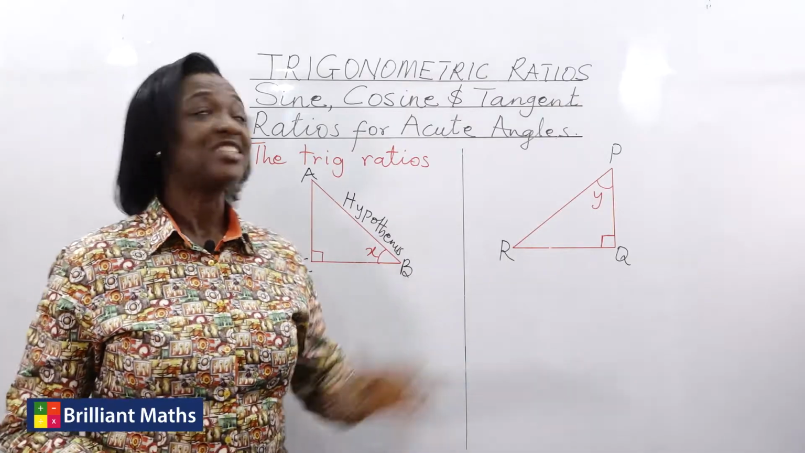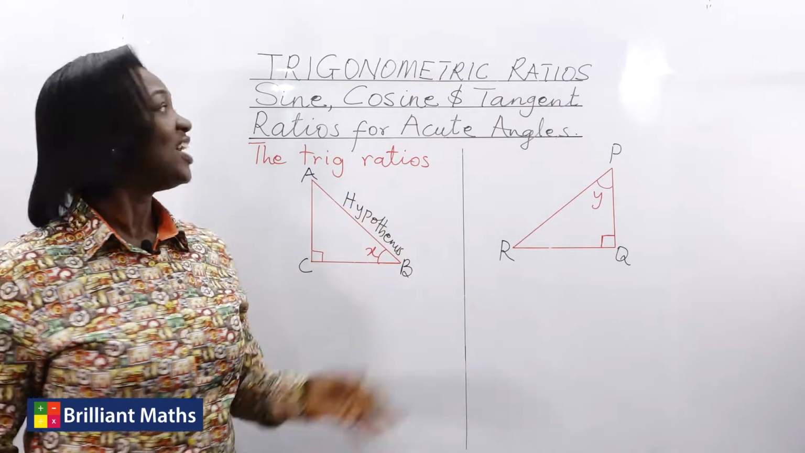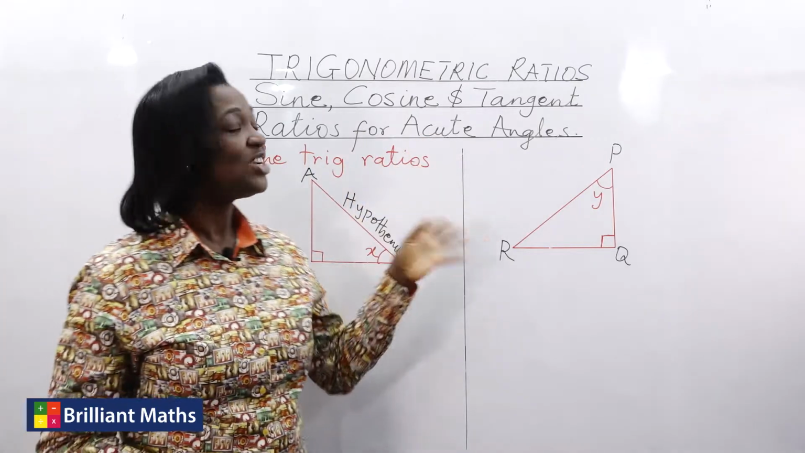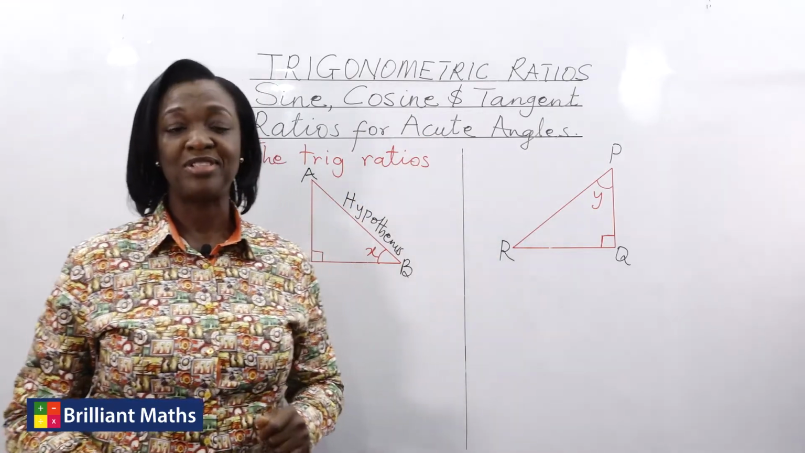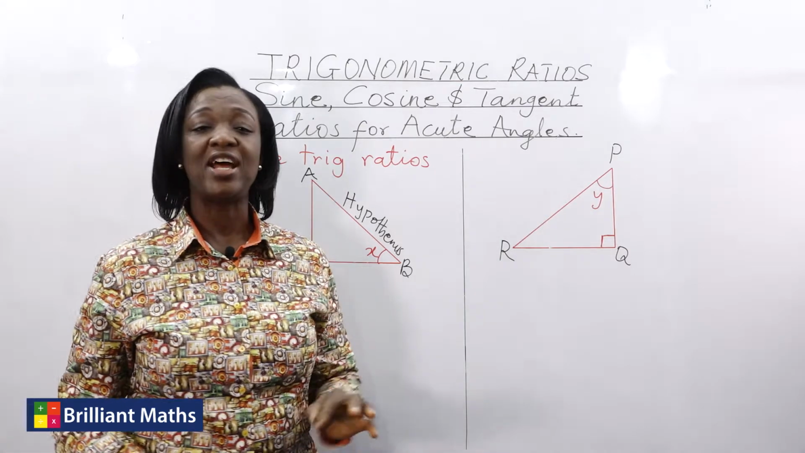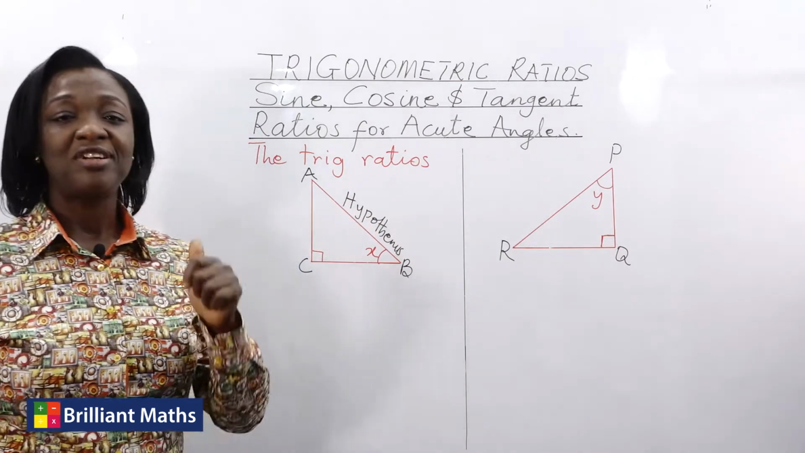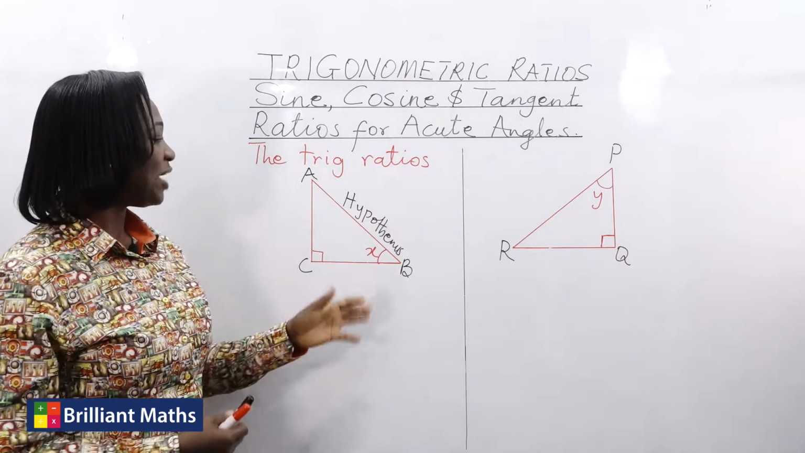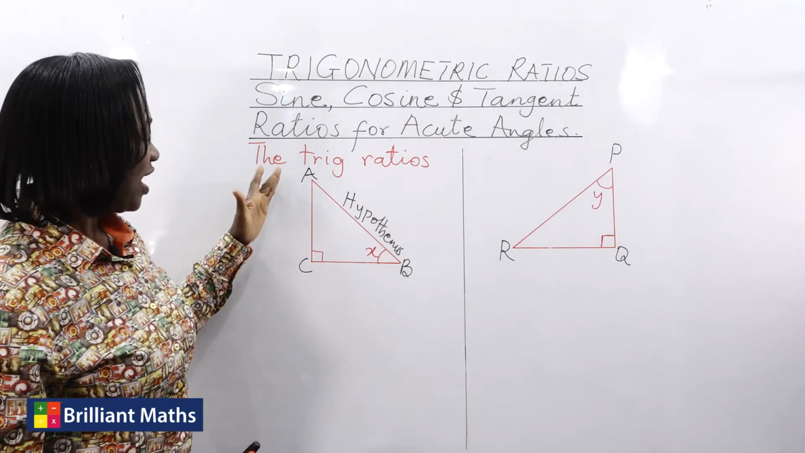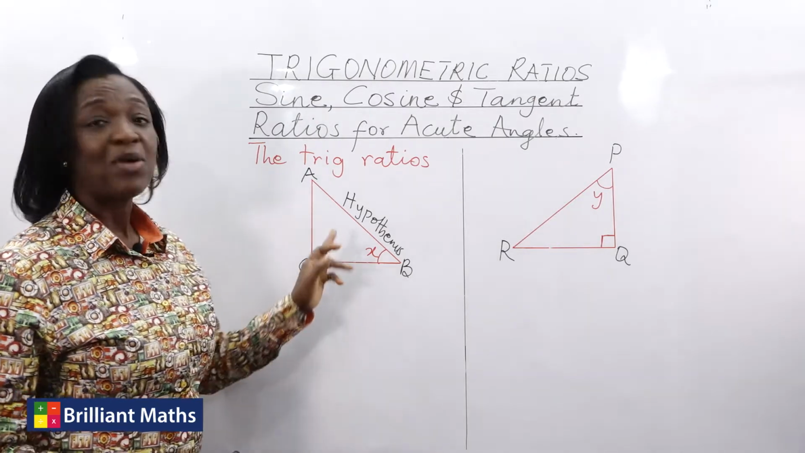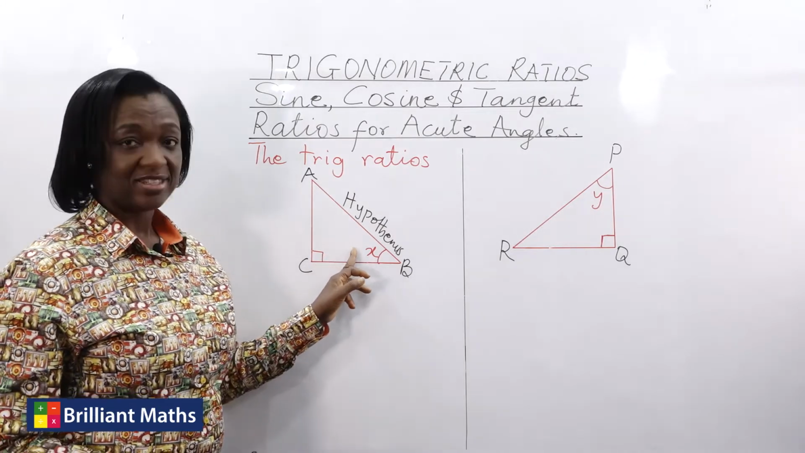Today we'll be looking at trigonometric ratios, the sine, cosine, and tangent ratios for acute angles. So we'll actually be looking at right-angled triangles. For example, we have a right-angled triangle ABC, and we have an acute angle at X.